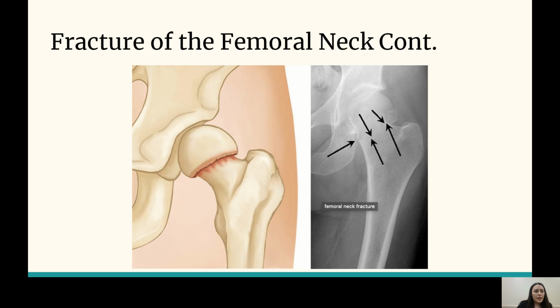And here is a picture of a fracture to the femoral neck. As you can see right there in that neck, it has been fractured all the way across. And then here is an actual x-ray, and there are arrows pointing to that region.